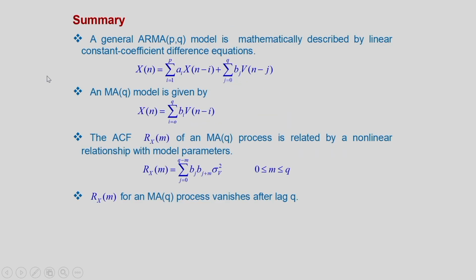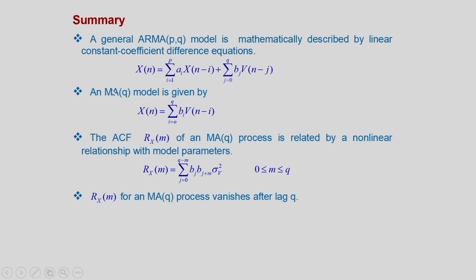Let us summarize the lecture. A general ARMA PQ model is mathematically described by a linear constant coefficient difference equation. So, xn is equal to the summation i going from 1 to p of ai x of n minus i, plus the moving average part, summation j going from 1 to q of bj into v of n minus j. This is the general expression for the ARMA PQ model, which we derived from the spectral factorization theorem.